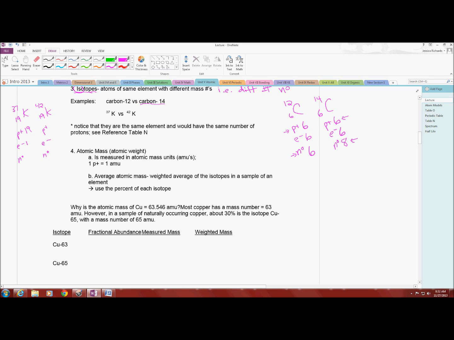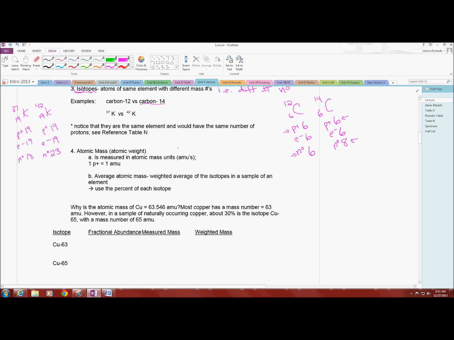Okay, so 19 protons and 19 electrons. And 37 minus 19 is going to be 18. For potassium-42, 19 protons, 19 electrons, and 42 minus 19 is 23 neutrons. And again, the farther this ratio gets from 1 to 1, the more unstable your nucleus is. Potassium-42 is going to be your radioactive isotope.